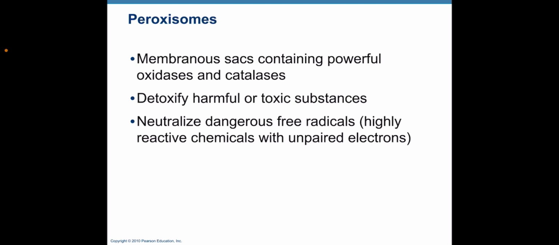Peroxisomes are membranous sacs containing powerful oxidase and catalase enzymes. They detoxify harmful or toxic substances, and they neutralize dangerous free radicals. These free radicals are highly reactive chemicals with unpaired electrons that can go in and damage DNA to make it unrepairable and even cancerous.